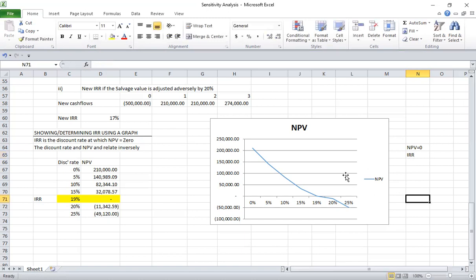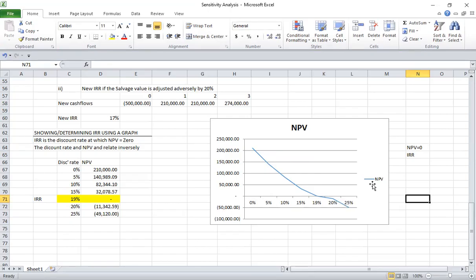This graph has been plotted, and the curve is an NPV curve. That's why, beside here, you are told that the curve is NPV. So this is an NPV curve plotted against various percentages.